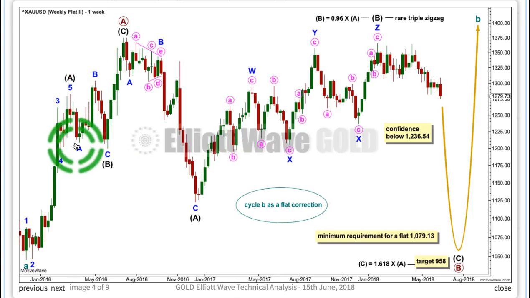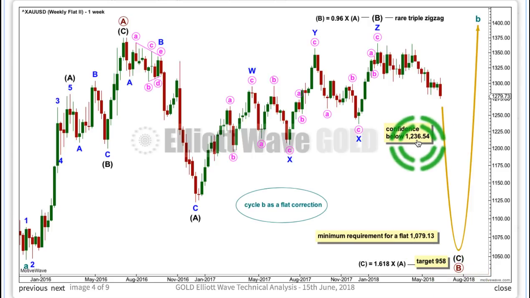They subdivide 3, 3, 5, and the B wave makes a new price extreme beyond the start of the A wave, and the C wave makes a new price extreme beyond the end of the A wave. Expanded flats are sideways movements in an ever increasing range, the opposite of contracting triangles. That could be what cycle wave B is unfolding as.